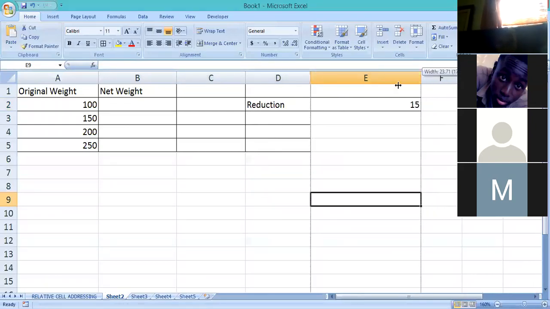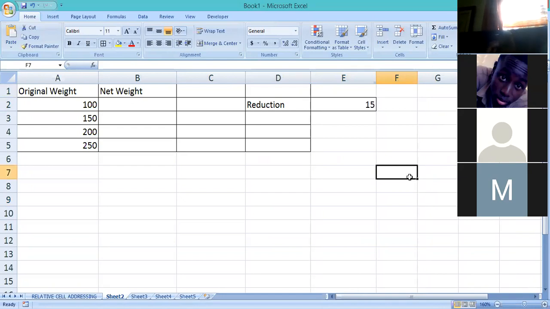Nobody can analyze the table? All right, so obviously it's weighing some things, right? The weight of the first thing is 100, the second is 150, next is 200, and the next one is 250. Now the net weight, just like when persons get their salary, you have your gross and your net. So the original weight is before a tax or before something is taken out of it, and the net weight is after something is taken out of it.